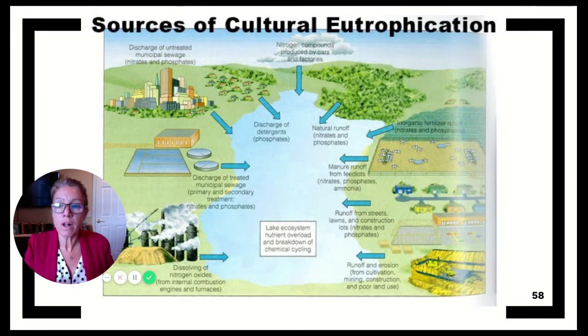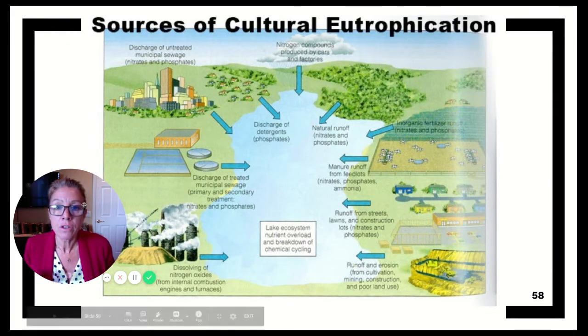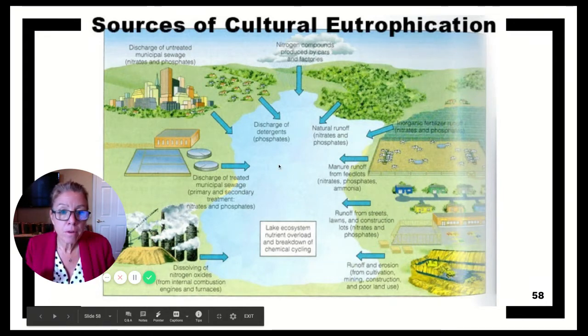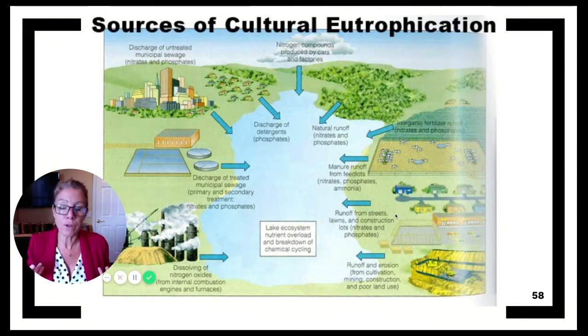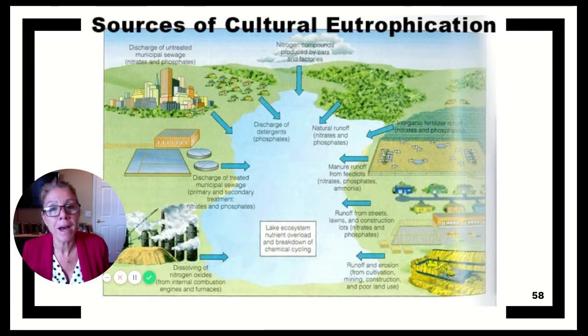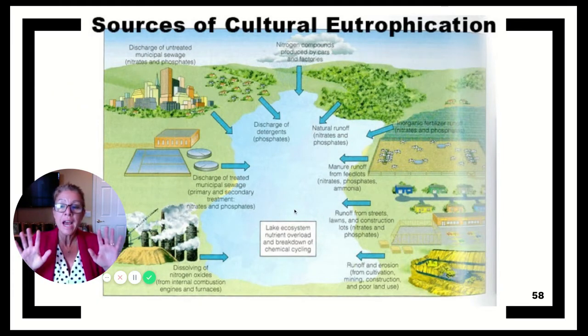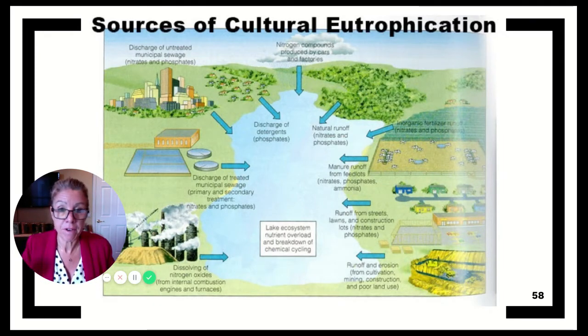So you can follow the arrows out there. So cars and factories, natural runoff, manure runoff, from if you're fertilizing your yard and then you have runoff. Now, I'm not saying fertilizing your yard is bad. Over-fertilizing is though, right? Runoff from streets, runoff from erosion, from factories. All of these things can now all of a sudden make phosphorus not a limiting factor. So then you can get a lot of plants growing.